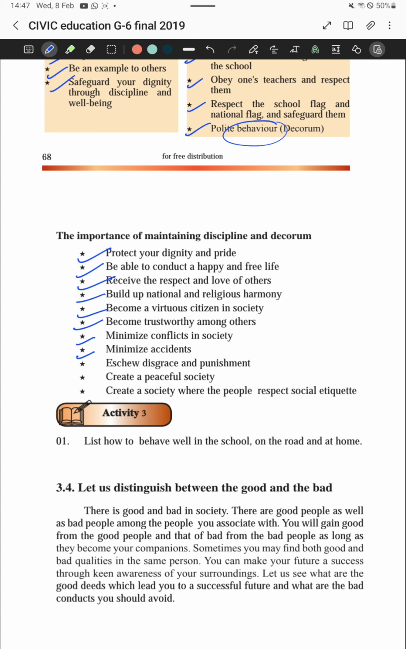Okay, and create a peaceful society, right? And create a society where the people respect the social etiquettes. You know etiquette, right? Good things in the society. Likewise, you must know about the importance of maintaining discipline and decorum, right?